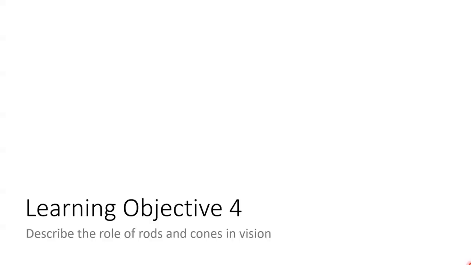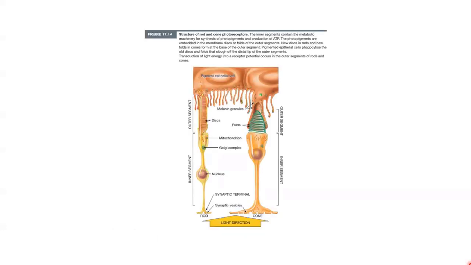Our fourth learning objective is to describe the role of rods and cones in vision. Rods and cones are the two different types of photoreceptors, which are the specialised receptors which detect light. So in this image here, we have a section of the retina with a rod and a cone highlighted.